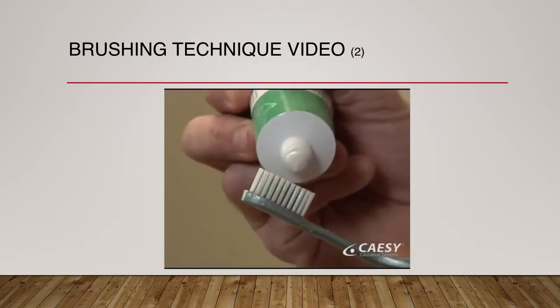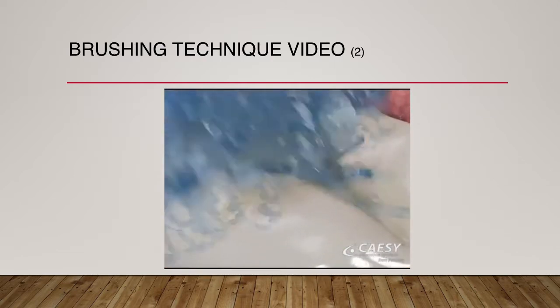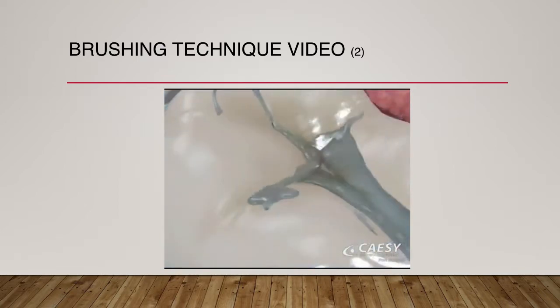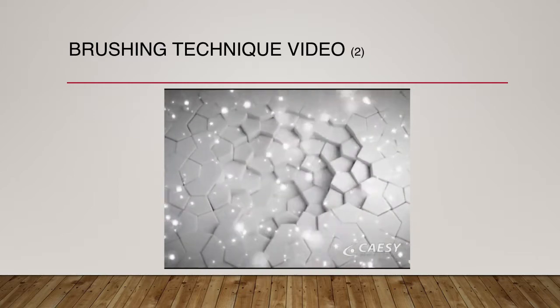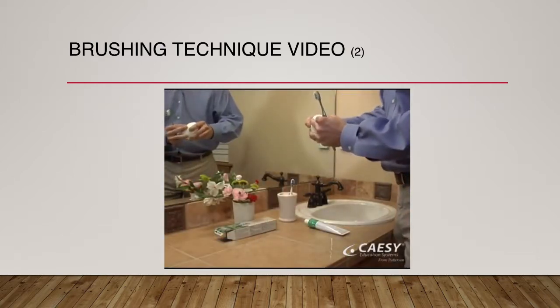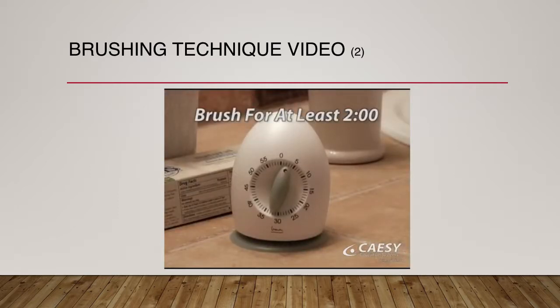Use a pea-sized amount of toothpaste that contains fluoride. Fluoride strengthens the outer enamel layer of the teeth. It can stop a cavity in its tracks and give you more resistance to future cavities. Make sure your brushing routine lasts long enough to thoroughly remove plaque. We recommend that you brush for at least 2 minutes.